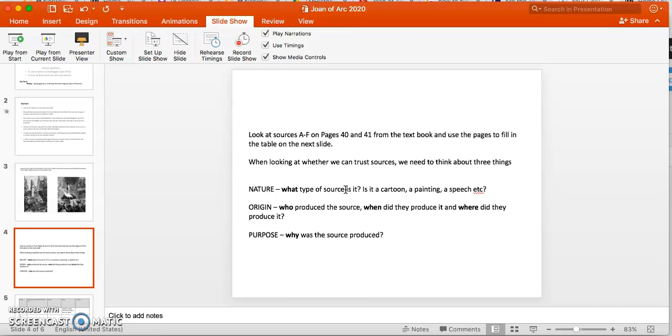Secondly, the origin of the source. And you can see who produced the source, when did they produce it, and where did they produce it. We're looking for anything that might suggest bias, or whether the person who's written the source was there at the time, whether they knew very much about it. And then the purpose, why was the source produced? So, has it been produced to persuade people of things that might affect how much we want to believe it? Has it been produced to inform us? That will have a different impact on what we think.